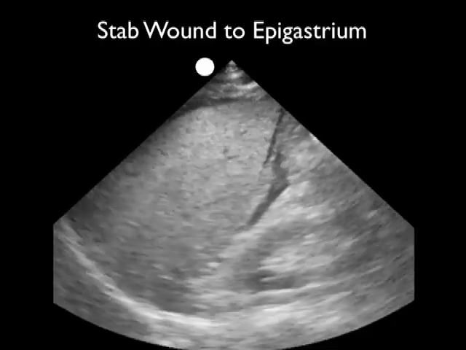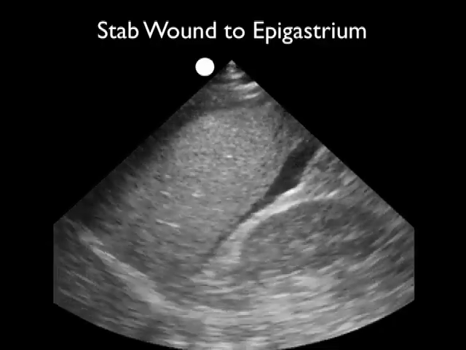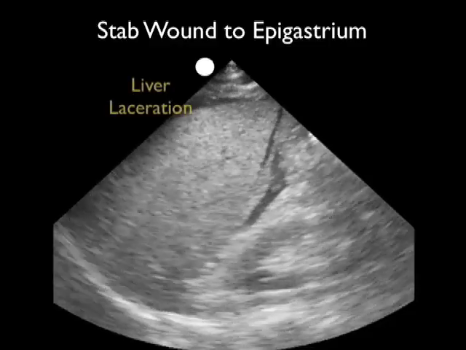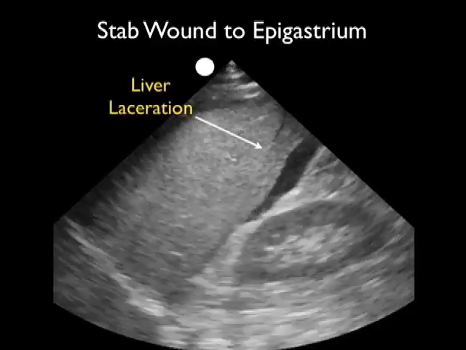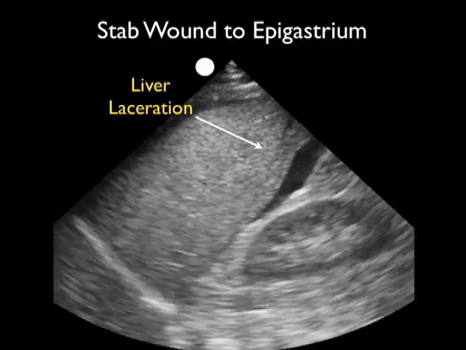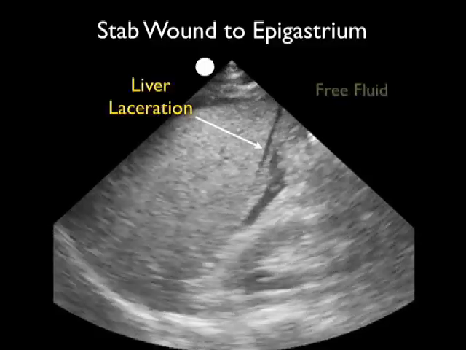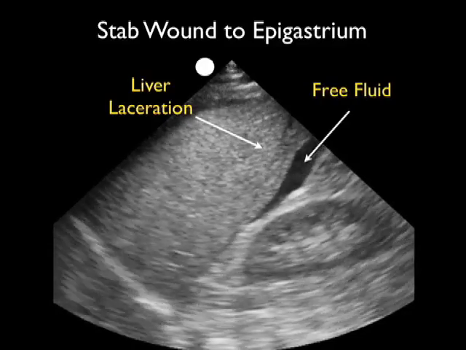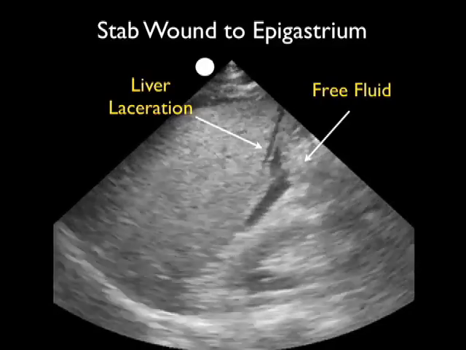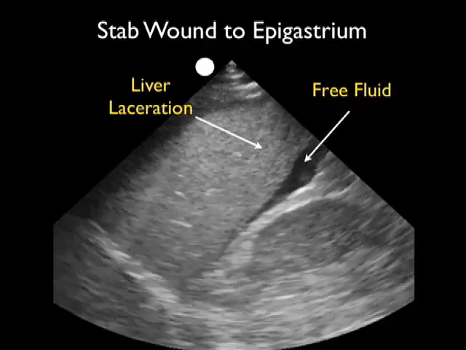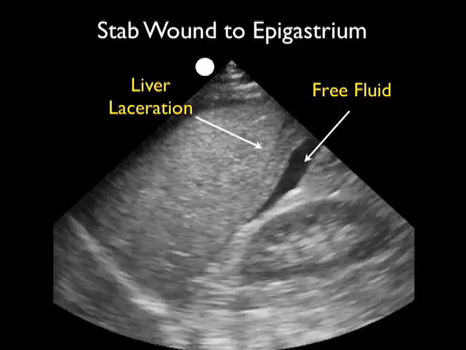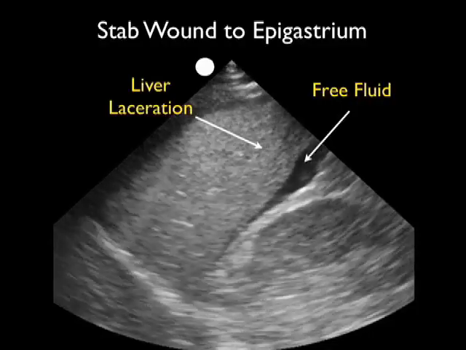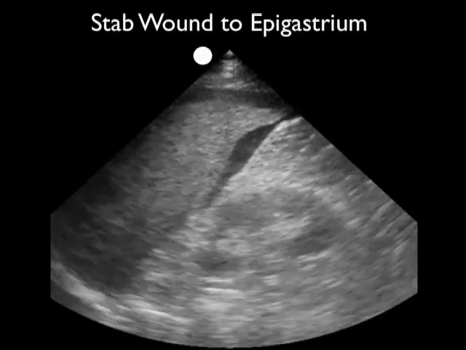Here's a video clip from a patient who was stabbed with a really big knife to the epigastric region. And as we look at the right upper quadrant, we can actually see a linear liver laceration extending through the medial aspect of the liver. We also appreciate the presence of a large amount of fresh fluid, that dark or anechoic fluid collection, layering out posteriorly to the liver and extending into Morrison's pouch, the hepatorenal interface. So as this patient had unstable hemodynamics, the next move was to package for the operating room.